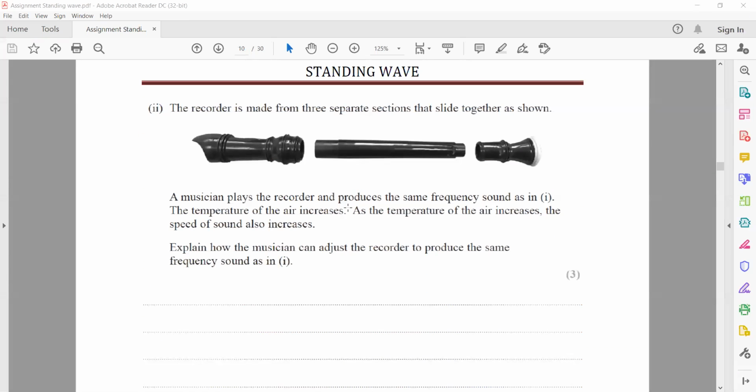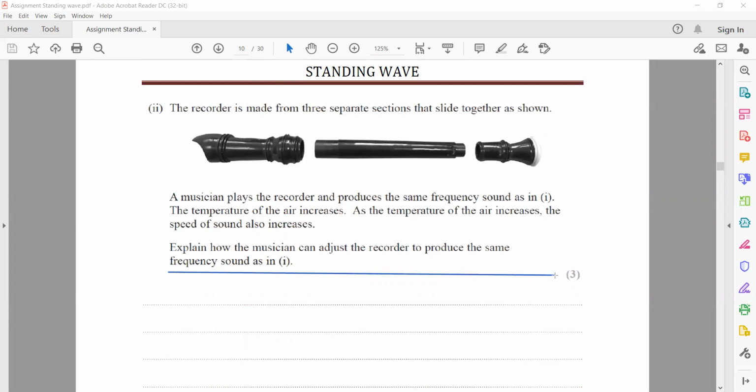The recorder is made from 3 separate sections that slide together as shown. So 3 separate sections slide together and make this whole recorder. A musician plays the recorder and produces the same frequency as in A1. The temperature of air increased. As the temperature increased, the speed of the wave also increased. Explain how the musician can adjust the recorder to produce the same frequency.